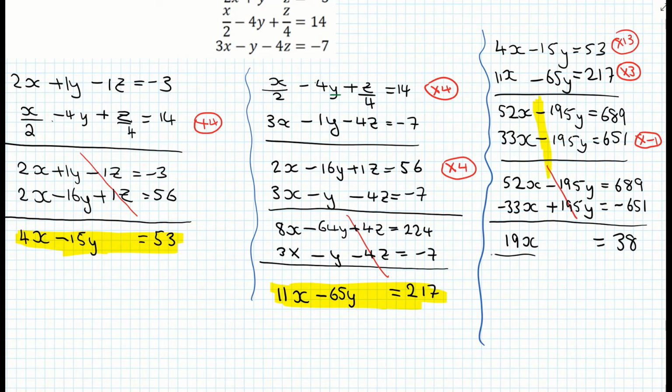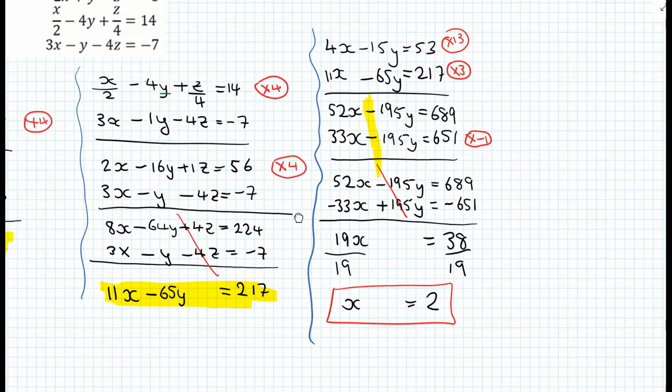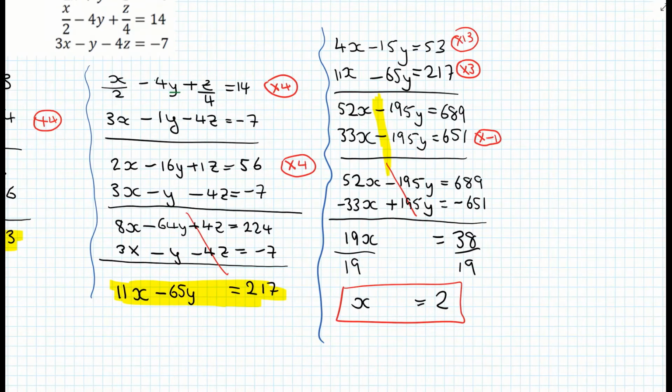So that means if I divide both sides by 19, we are finding our x to equal 2. So we're a third of the way there. We have one of our variables. We've now found x to be 2. Now we want to basically do the same thing again with our two variables and solve this time for y. Okay, so we found x, we now need to find y.